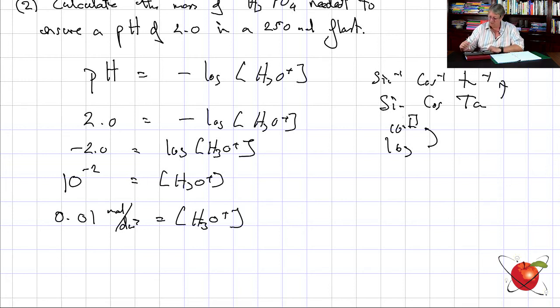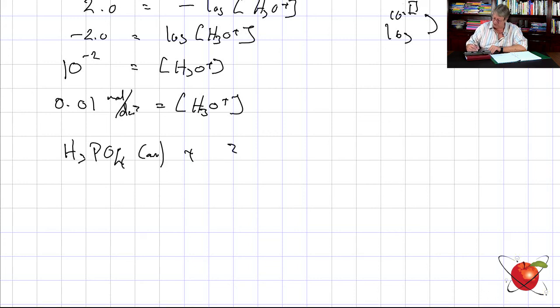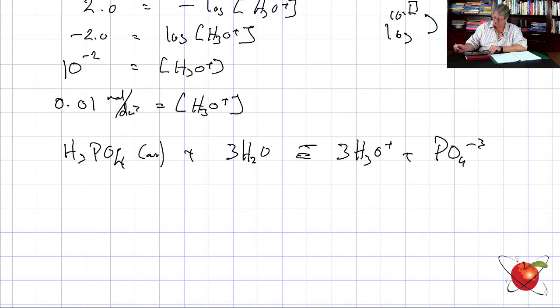That's it. The next thing is we said we need a balanced reaction. So we go to H3PO4 aqueous plus 3 H2O going to 3 H3O+ plus PO4 3-. And I now say my mole ratio is 1 to 3, or 3 to 1.